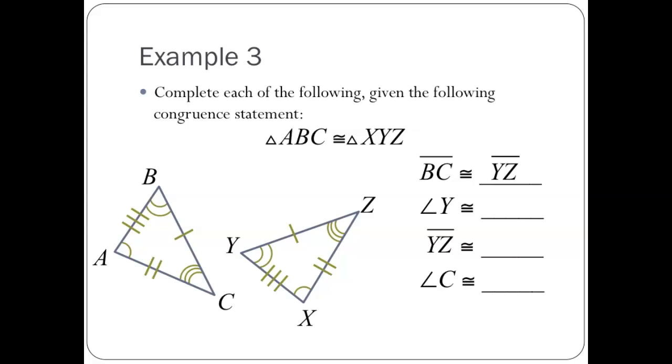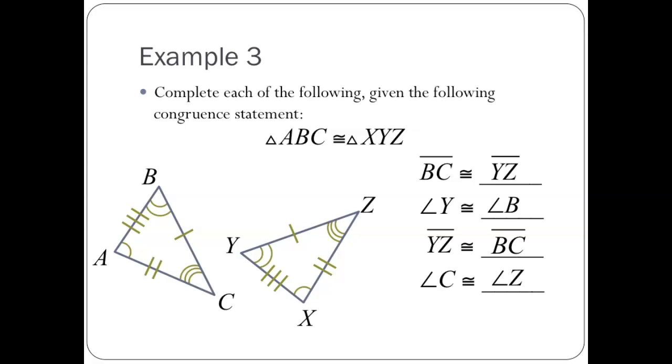Angle Y must correspond to, well, Y is the middle letter in triangle XYZ, so it must correspond to angle B. And you'll see that in the diagram as well. YZ must correspond to BC, and angle C must correspond to angle Z.